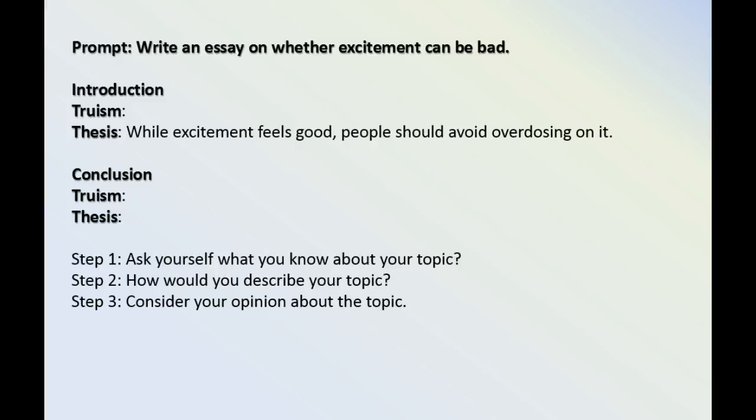Now I need to follow the 3 steps that will lead me into generating a good truism. First, I need to ask myself what I know about the topic. I know that excitement sometimes feels good, but sometimes it can be overwhelming. I also know that it creates several proprioceptions or responses from our body, like tingling, quick breath, heart beating fast. I also know that my grandmother told me that too much of anything, and I'm thinking excitement, can be bad. So I think maybe I'll include that in an opinion statement.